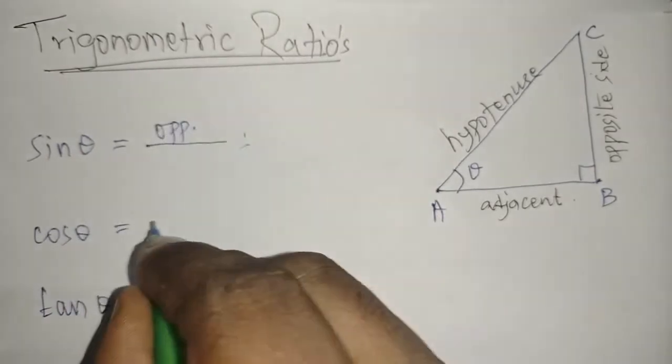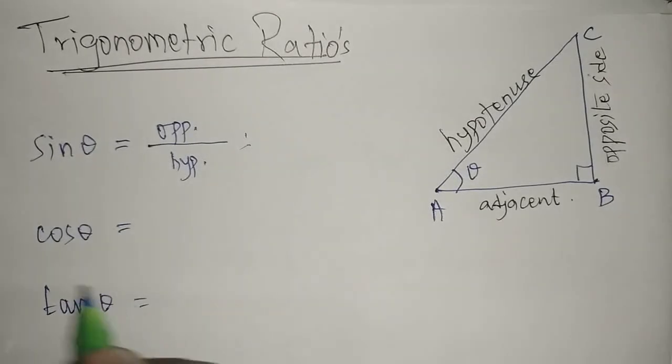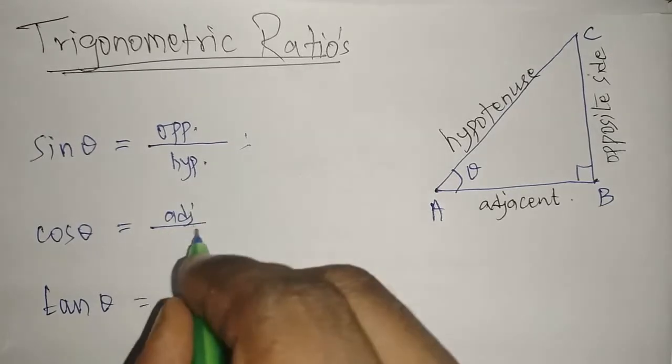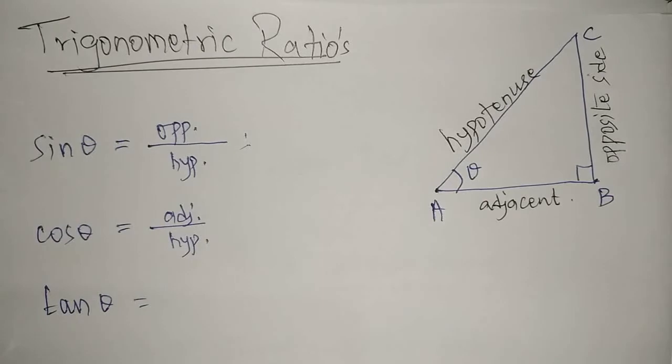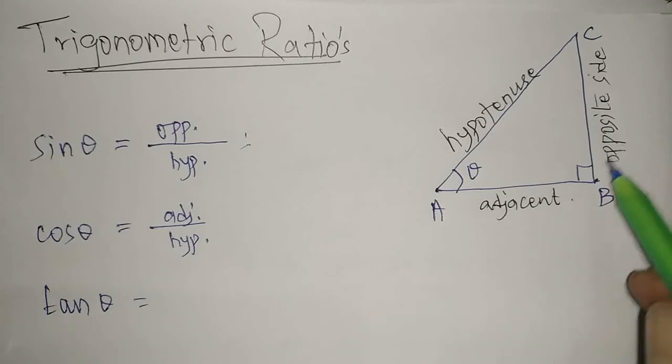Simply, in short, I am writing opposite side divided by hypotenuse. Understand? And cos, in the sense it is useful for finding the adjacent, I said. So adjacent side divided by hypotenuse. Likewise, tan theta, as I told you already, is a combination of both sin and cos only, which means it is useful for finding height and base.